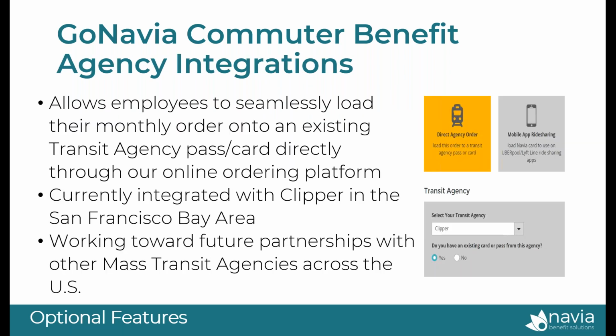Another feature that I'd like to highlight here is our GoNavia agency integration. Currently, Navia provides employees the option to seamlessly load their Clipper card directly through our online ordering platform. This direct load option is available on our participant portal and only for those with addresses within the San Francisco Bay Area. To utilize this method of funds delivery, the employee must provide their Clipper card number and opt for a specific pass to be loaded onto that Clipper card when placing their monthly order.